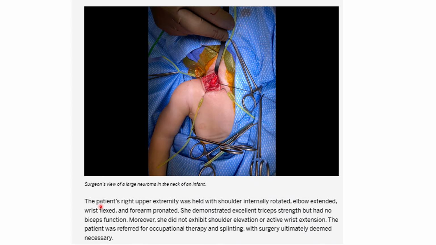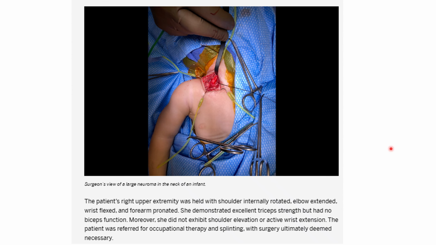All right. So how do we fix brachial plexus injuries? What kind of surgical intervention can be done, right? The patient's right extremity was held with shoulder internally rotated, elbow extended, wrist flexed, and forearm pronated. She demonstrated excellent triceps strength but had no biceps function. Okay, so we have triceps that are intact, but there is no biceps function.